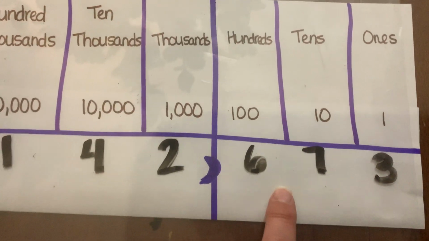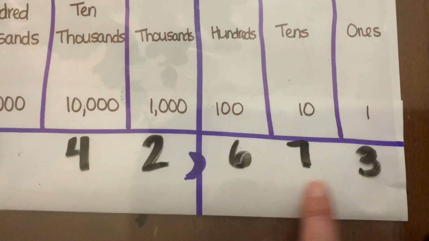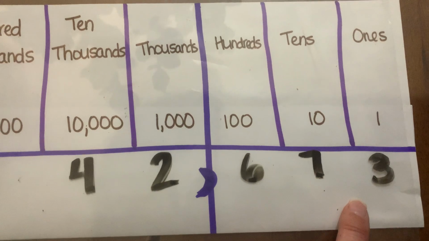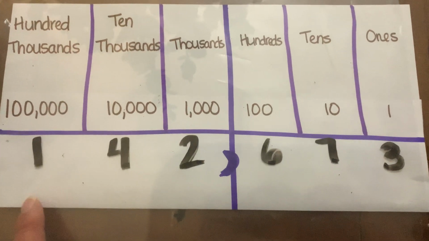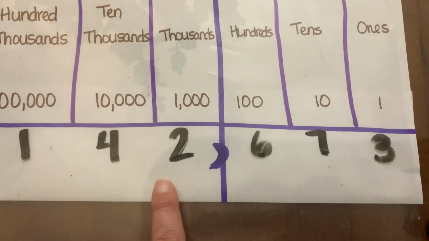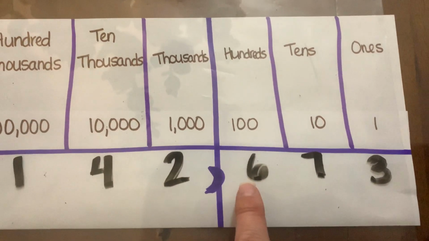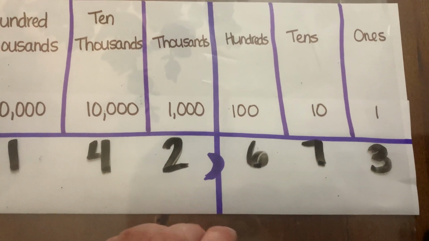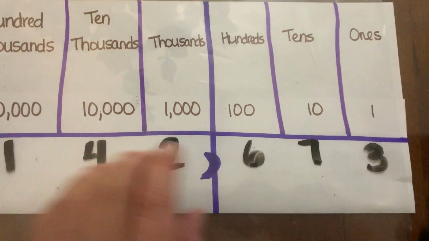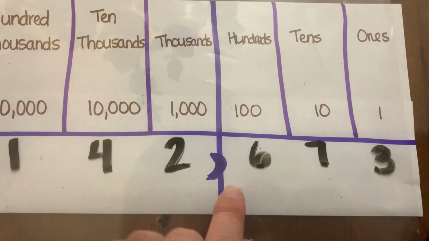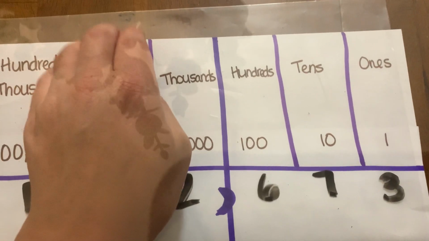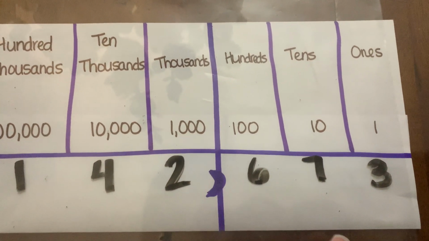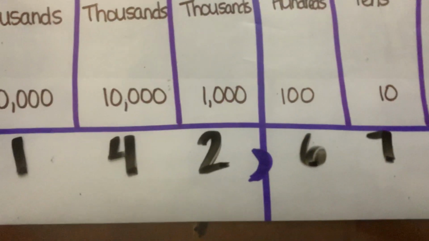And then I'm going to look at my next set of 3 numbers. And this number is 673. So that's going to be the next part of my number. So when I put it together, it's going to read 142,673. And remember, that comma reminds us this is where I'm going to break apart my 2 periods. This is where I'm going to take a pause and say the name of my period, which is thousands. So 142,673.